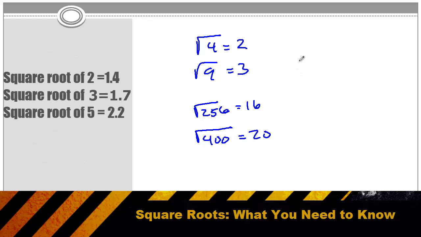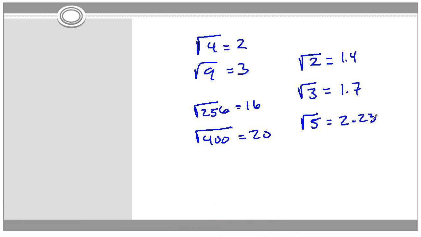Additionally, it's helpful to know that the square root of 2, while not a perfect square, is 1.4. The square root of 3, likewise, is not a perfect square, but it is 1.7. The square root of 5, it's helpful to know, is 2.23.